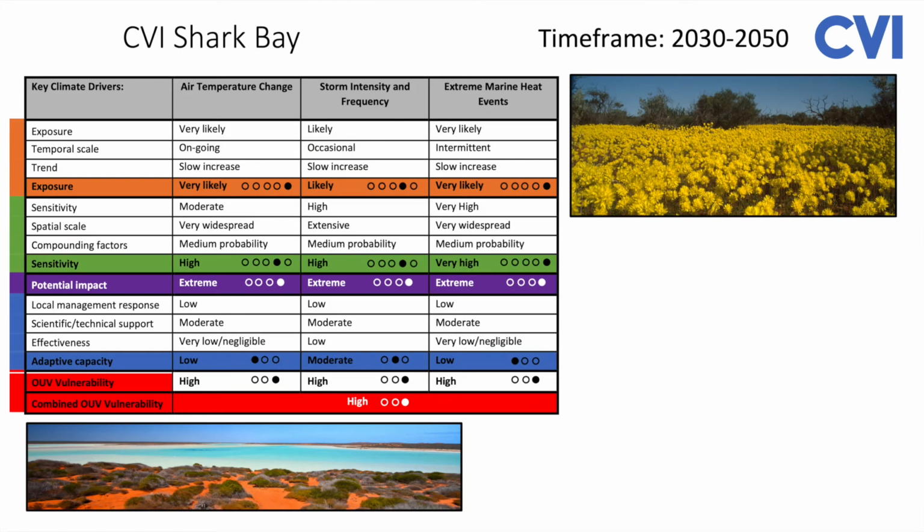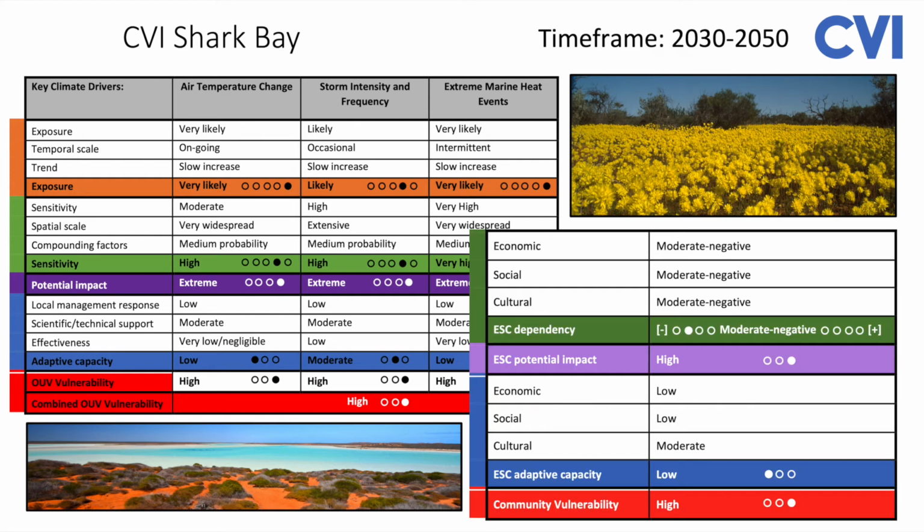The first of two example CVI applications shown here is for the natural World Heritage property at Shark Bay, Western Australia. Using the property values and attributes, the key climate stresses were identified as air temperature change, storm intensity and frequency, and extreme marine heat events. And then using climate projections and expert knowledge, the CVI process was followed to assess the exposure, sensitivity, determining the potential impact, assessing the adaptive capacity, and arriving at an OUV vulnerability that was in the highest category.